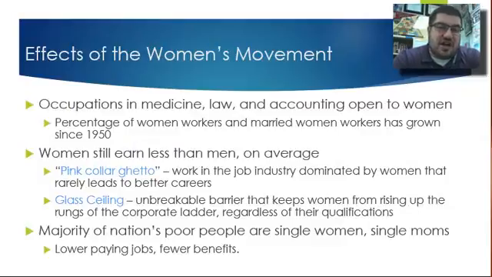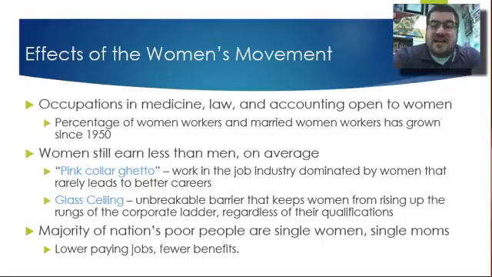Other effects, occupations in medicine, law, and accounting, which were previously not open to women, now are. The percentage of women workers and married women workers has grown tremendously since the 1950s. Some negative effects are women still earn less than men on average. Now, it's very, very hard to prove discrimination in cases like this. So even though it is on the books as illegal, it is very hard to enforce. Some sociological aspects of this include the pink-collar ghetto, which means that work in jobs that are dominated by women rarely lead to better careers. And also there is the concept of the glass ceiling, which is an unbreakable barrier that keeps women from rising up the corporate ladder in the workplace, regardless of their qualifications for the positions.